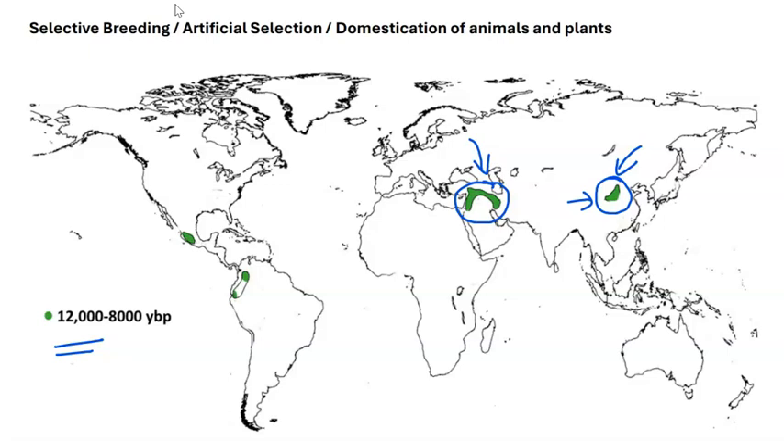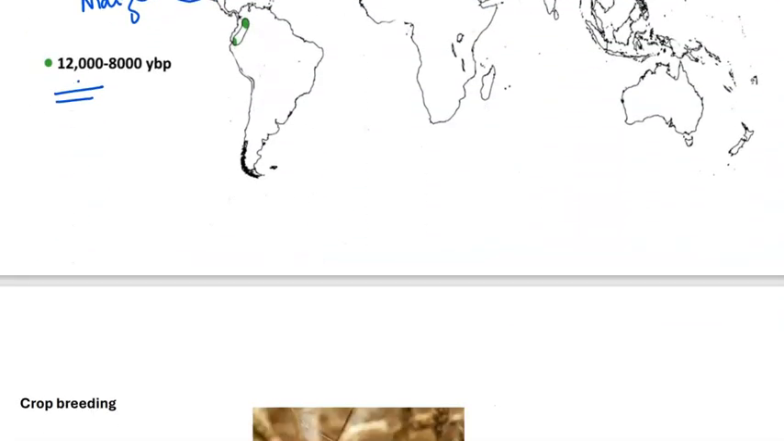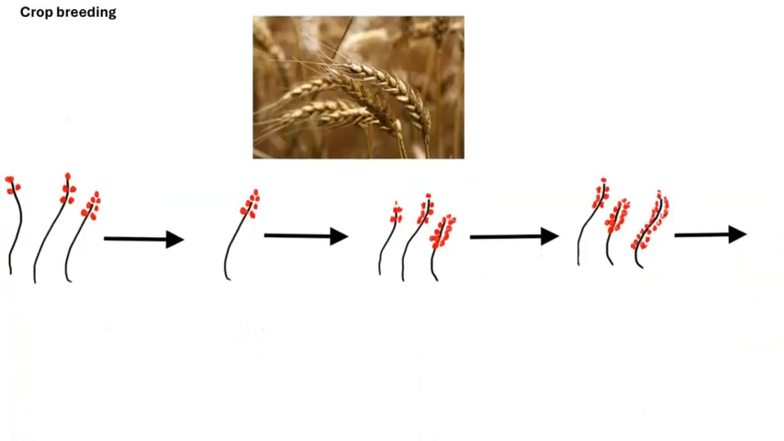There are also centers in North America and South America, particularly in Mexico, which would have been based on maize. So these developmental centers were using the process of artificial selection, selective breeding, to turn wild plants and animals into domestic usage, dated to around 12,000 years before present. Let's take a look at how this operates. We have two examples, one of crop breeding and another of animal breeding, to illustrate that.